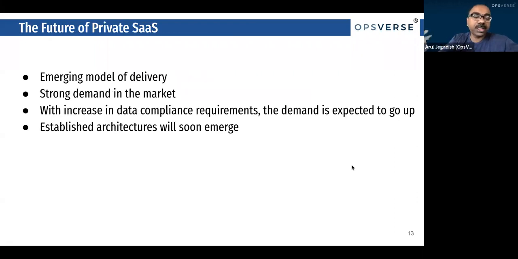Okay, now how does the future look for private SaaS? We see it as an emerging model of delivery. We already see a strong demand in the market, and in the coming years, we expect this demand to go up given the increase in data compliance requirements. In 2023 and beyond, we'll also start to see some established architectures emerging. We already see a lot of vendors in the DevOps tool space moving towards dedicated, which is one step towards private SaaS. We will see more and more providers offering private SaaS solutions.